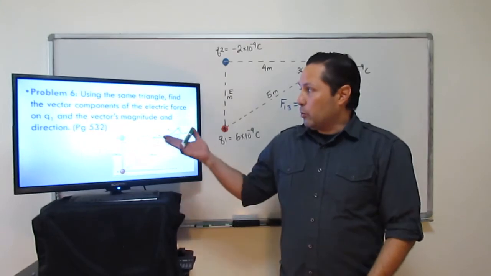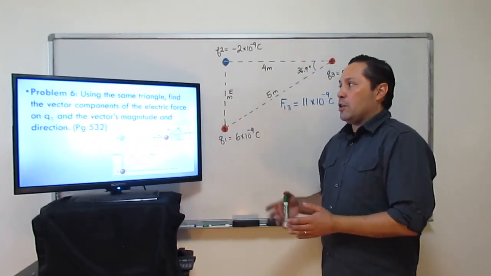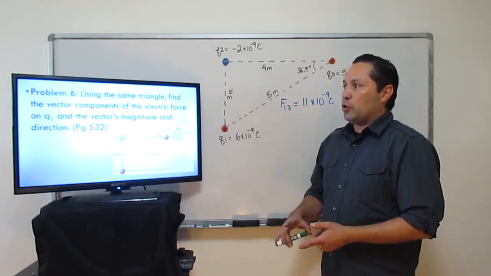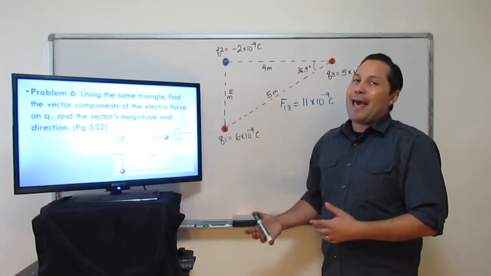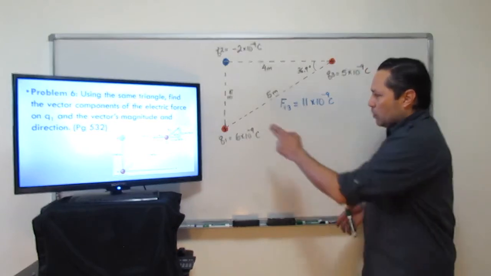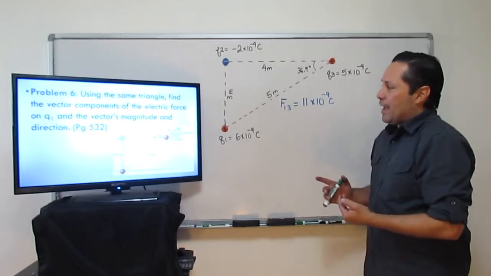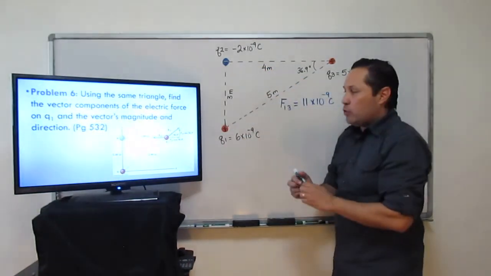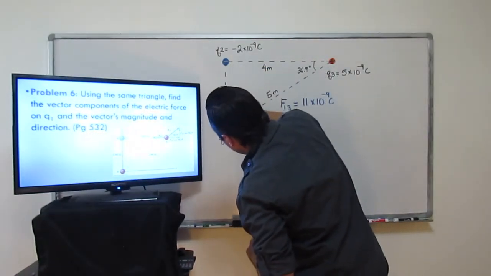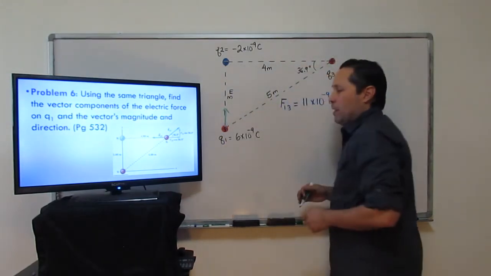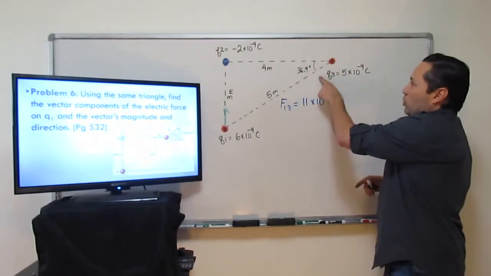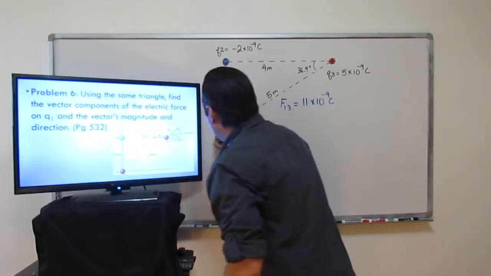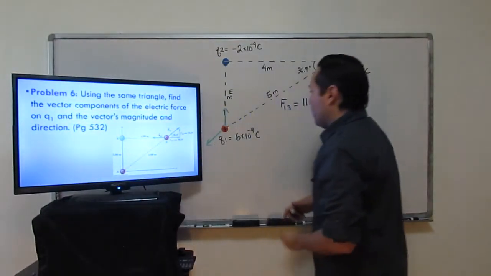Our last problem is problem number 6. And in it, it states that using the same triangle as before, find the vector components of the electric force on Q1 and the vector's magnitude and direction. So we're looking at Q1, what it does. And notice between Q2 and Q1, it's a positive and a negative. So there's going to be an attractive force in between them, here represented by a green arrow. But for Q1 and Q3, it's going to be positive and a positive, so they repel each other. So it's going to be a repelling force in this direction.